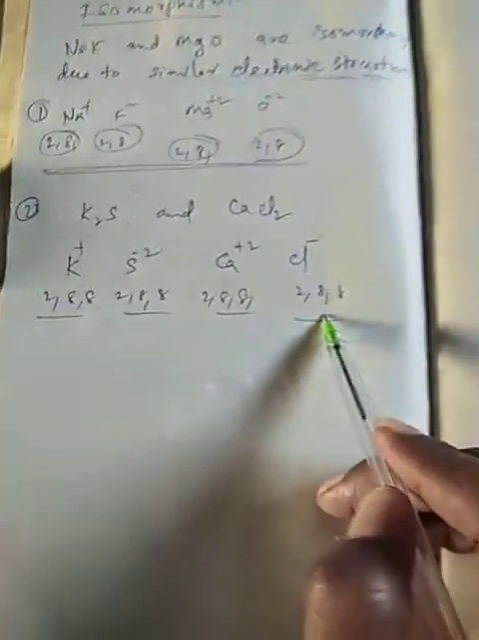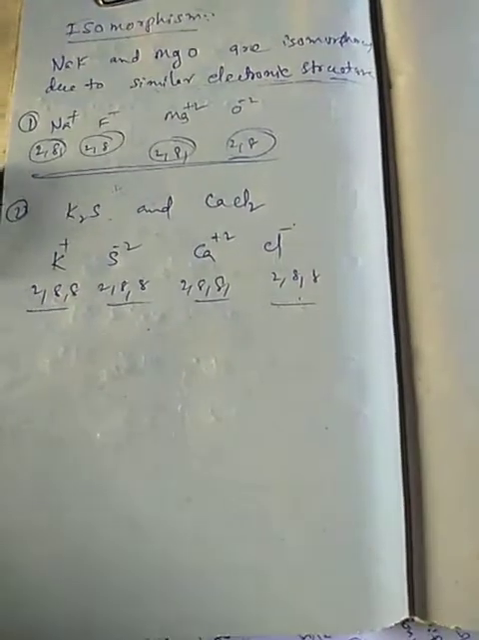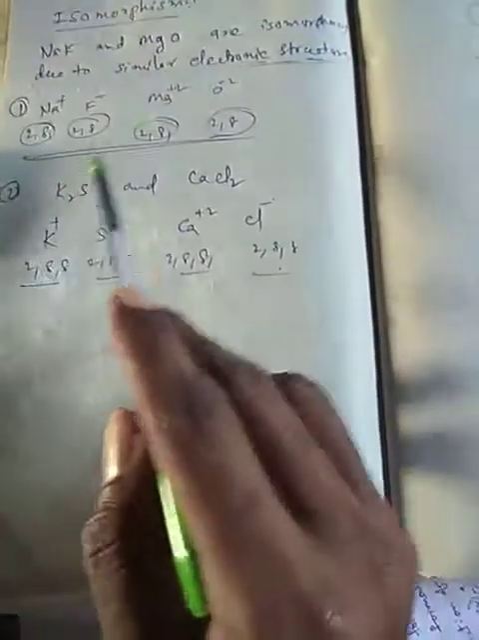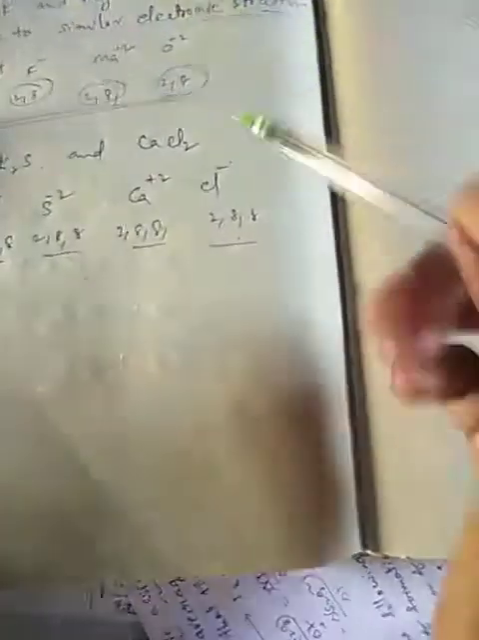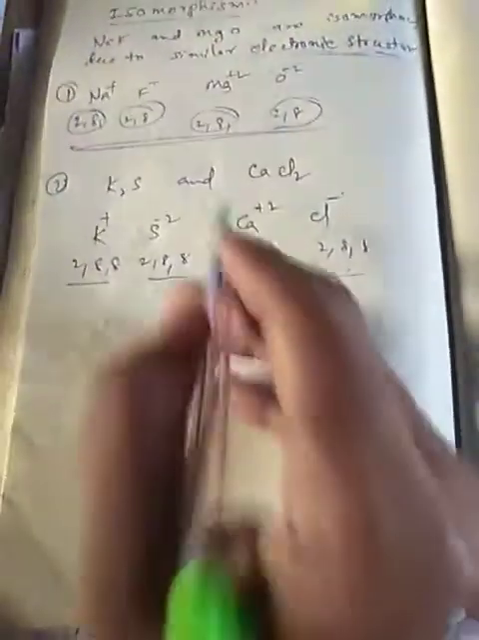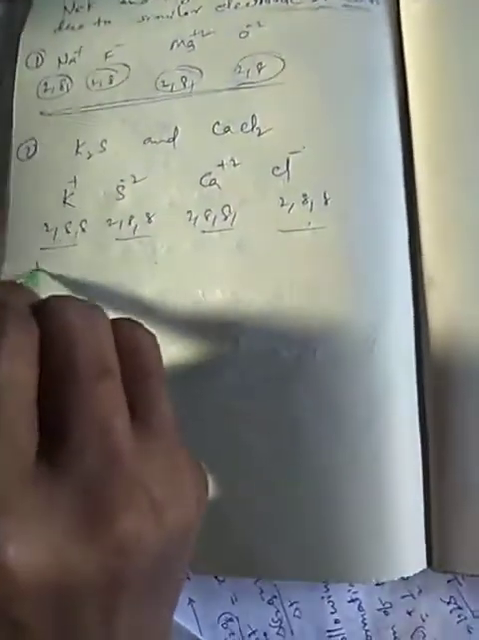They ask in previous NEET and JEE exams. Very important examples. What is meant by isomorphism? Isomorphism means having similar electronic structure. Now see here, these two are isomorphous, and these two are isomorphous. Next I'm going to explain formal charge.